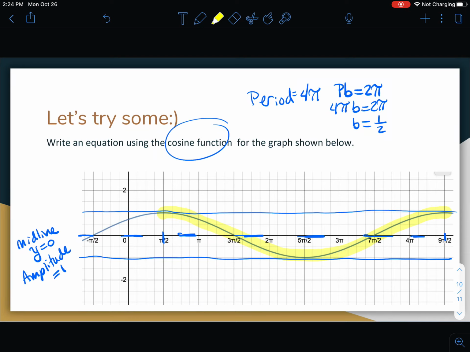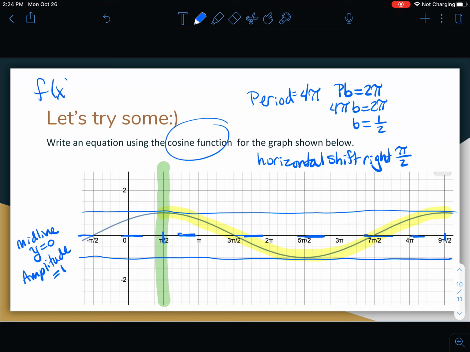Now the other thing we need to remember is that it looks like we shifted to the right 1/2 pi. So this is a horizontal shift right 1/2 pi. And now I think we're about ready to write our equation.